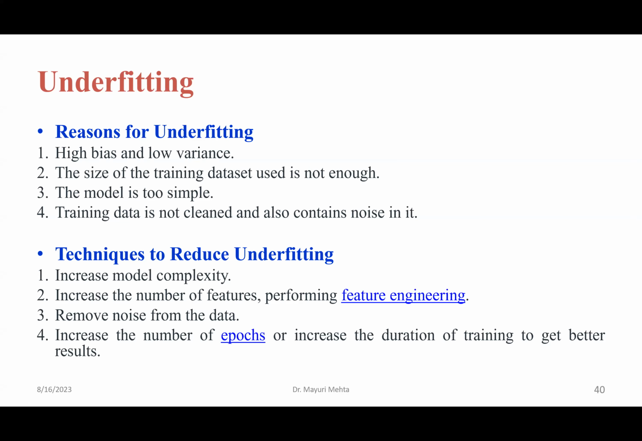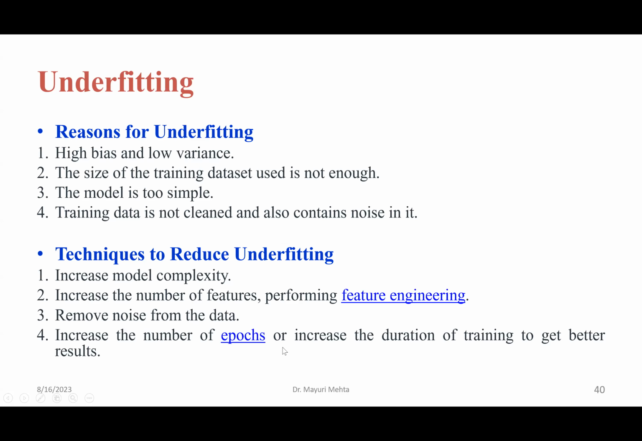That is a separate topic which you can go through. It is a part of machine learning, so you can look up what feature engineering is. We select features, we drop some of the features, and so we can increase the number of features and perform feature engineering. We can remove noise, because as we have seen in the last reason, the training data may be noisy. So we can remove noise from the training data.